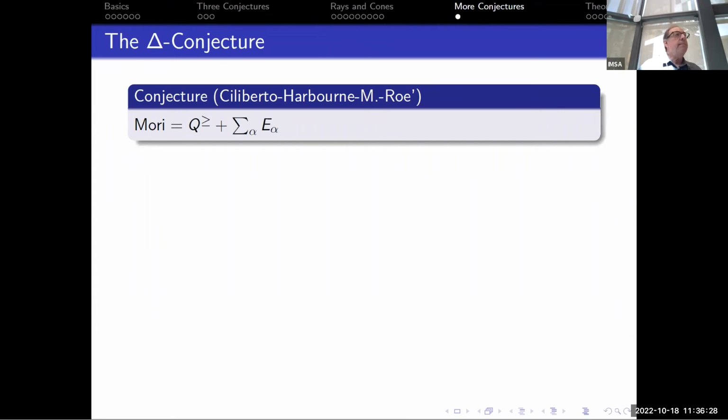Do I understand correctly that this is like a special thing for these blocks? At general points. Yes. 10 or more.